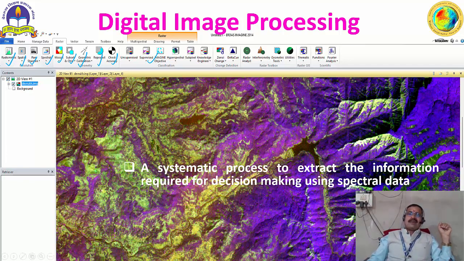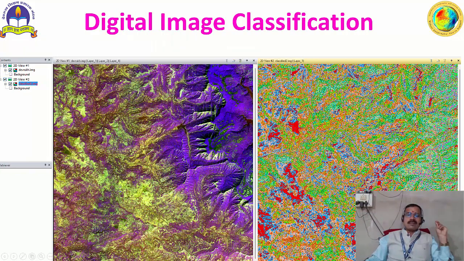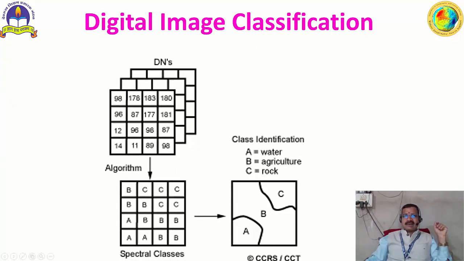If we talk about digital image processing, I can simply say it is a systematic process to extract the information required for decision making using spectral data, or simply you can say digital image processing is a process of converting spectral information into spatial information. Our today's topic is digital image classification.